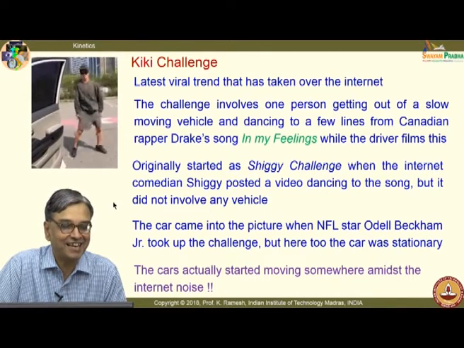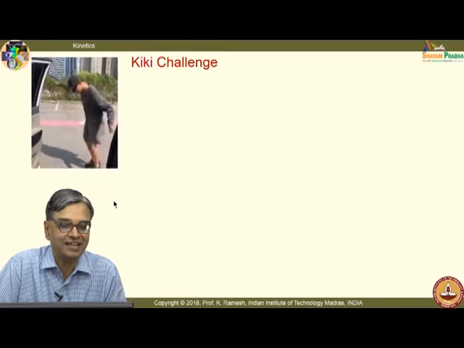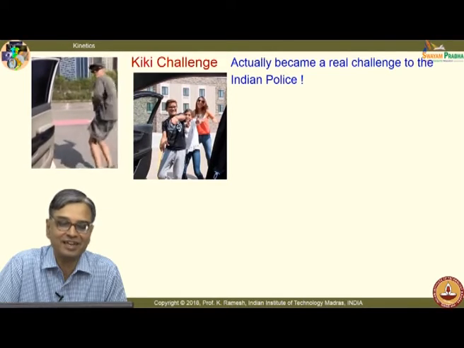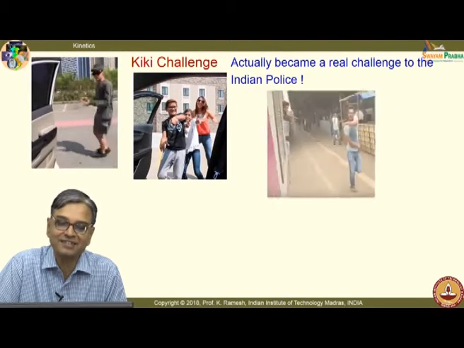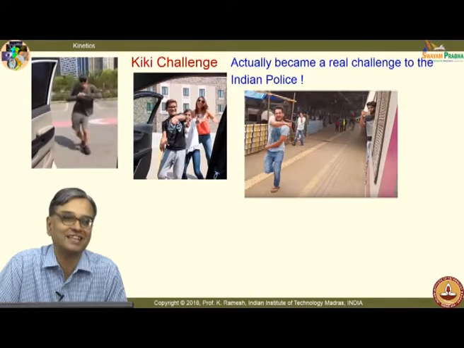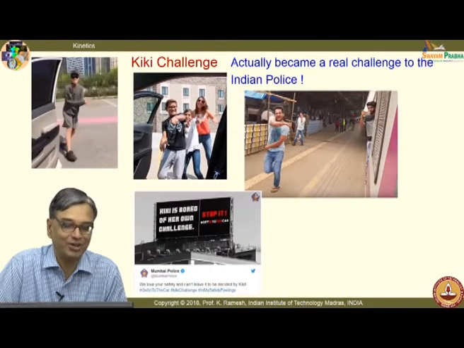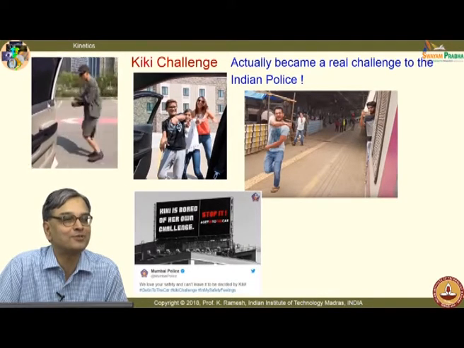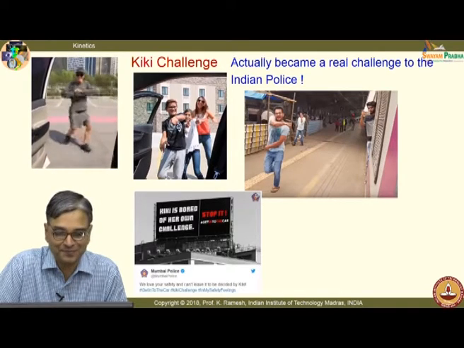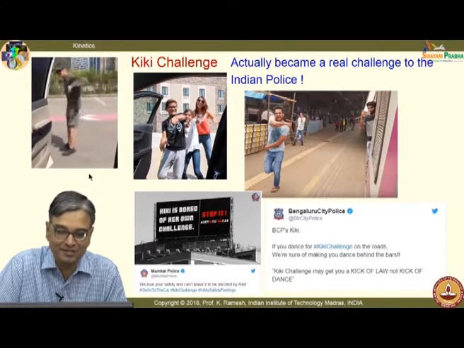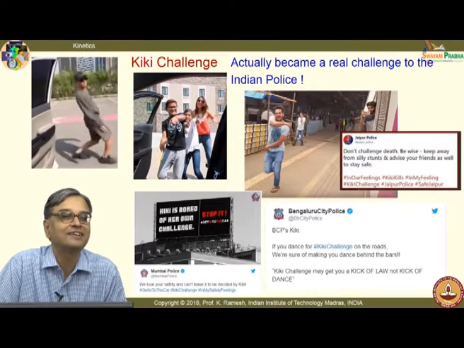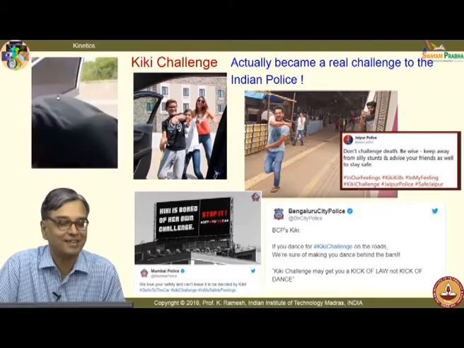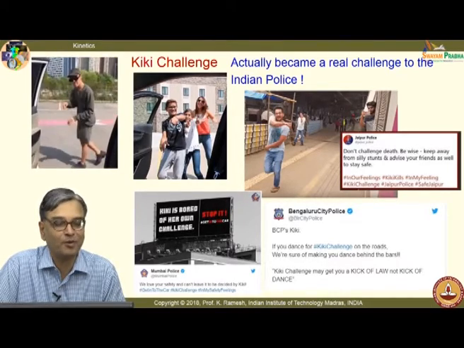Before we move on, let us also see how Indians have modified it. It became a real challenge to the Indian police. So, the advice is, please do not do any of these challenges. It is all going to hurt you, and my focus is on what happens to this door from the mechanics point of view. You have warnings from Bengaluru City Police, Jaipur City Police, and so on. The idea is not to do this, but to look at the mechanics behind the problem.